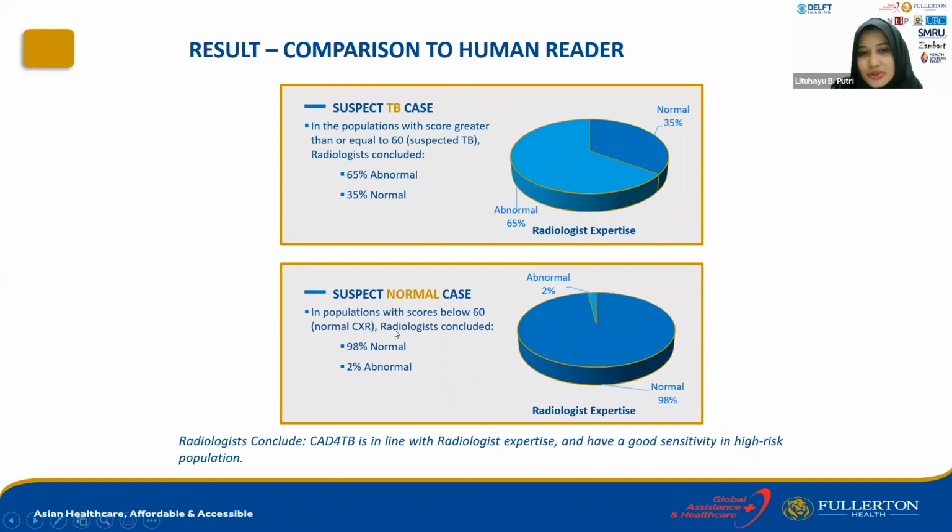But for the normal cases, which are below 60, our radiologists have almost the same opinion as the CAD4TB box. So 98% of them said normal and only 2% said abnormal. So we conclude that this CAD4TB is in line with the radiologist expertise and has a good sensitivity in the high-risk TB population.